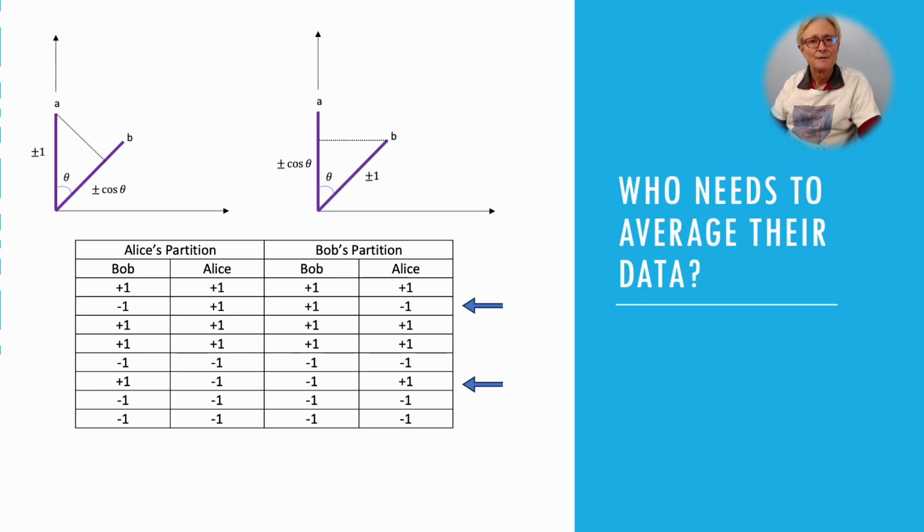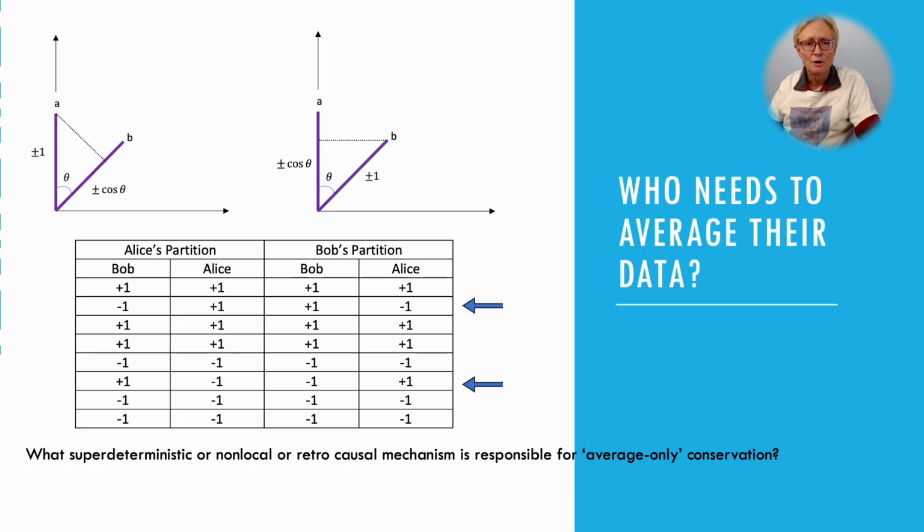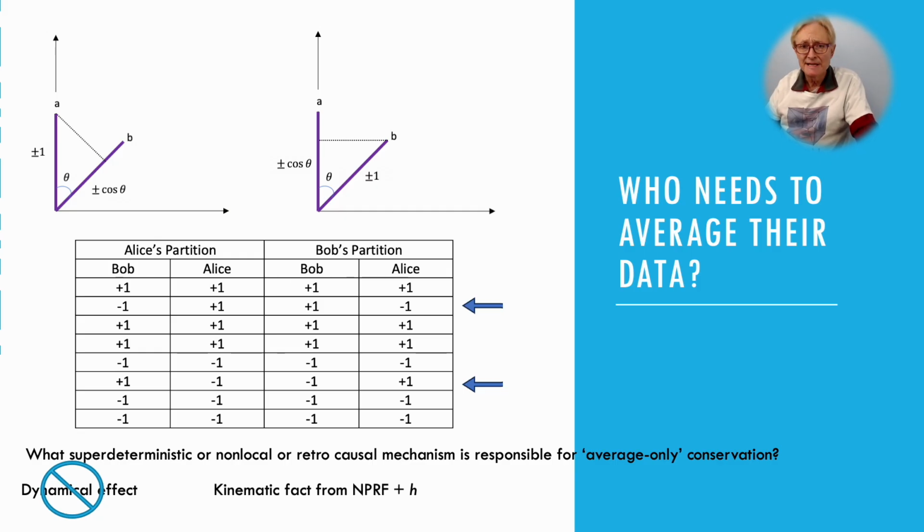But when Bob orders the data per his plus or minus 1 results by switching rows 2 and 6, it shows clearly that it's Alice's data that averages to plus or minus 1/2 according to average-only conservation from his perspective. What superdeterministic, or non-local, or retrocausal mechanism is responsible for this average-only conservation? None. Quantum entanglement is not a dynamical effect. It's a kinematic fact that follows necessarily from the observer independence of h as required by the relativity principle with Planck's radiation law.